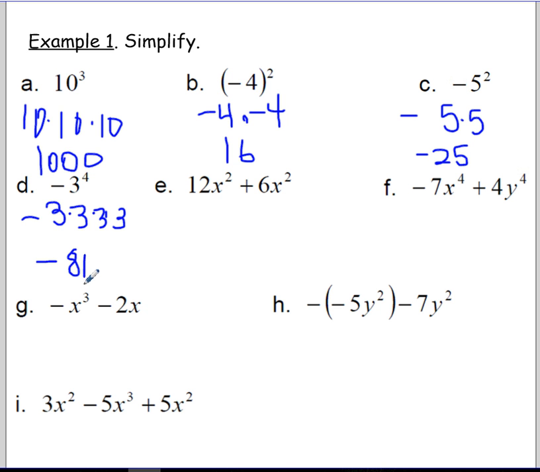And so for E, now there's a plus sign. Notice the exponent, the squared, is on the x's, so that's not something that we can simplify. They are like terms because they're both an x and they both have a second power. So we will combine our 12 plus our 6 to get 18, and then that's x squared.